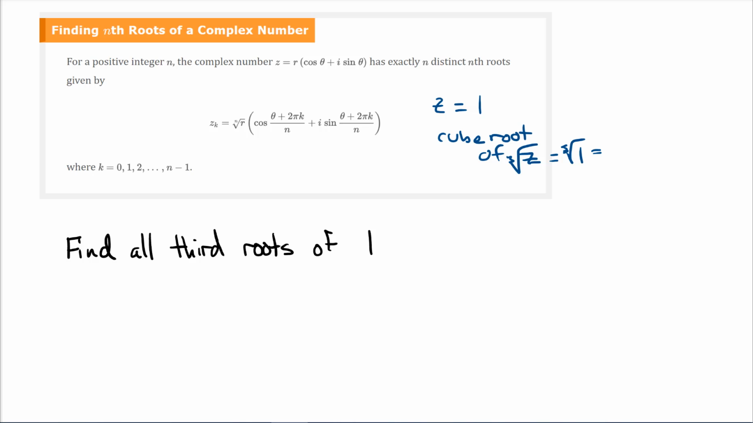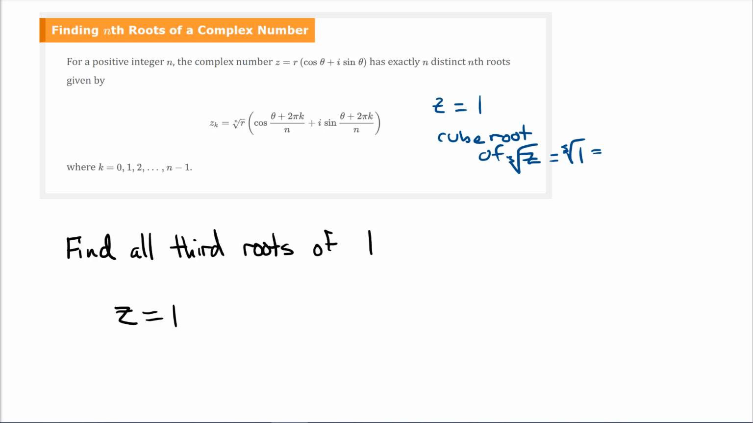So let's start our problem. The first thing you're going to do is just say z is equal to 1. And we're going to want to know the cube root of it. So z equals 1. We want the cube root of it, or the third root of 1. But the thing we need to do is we need to take just that number 1, and we have to convert it into our trigonometric form. So we're going to find all third roots of 1.